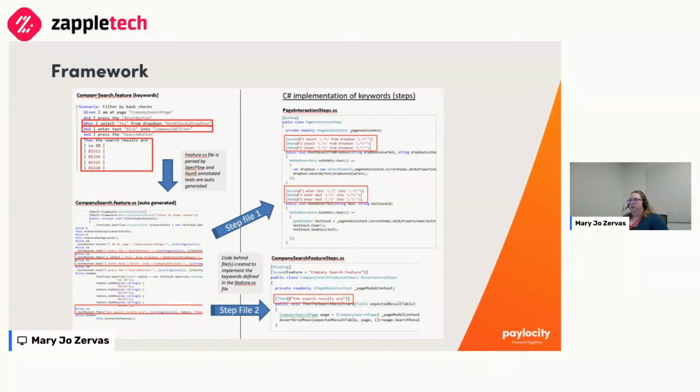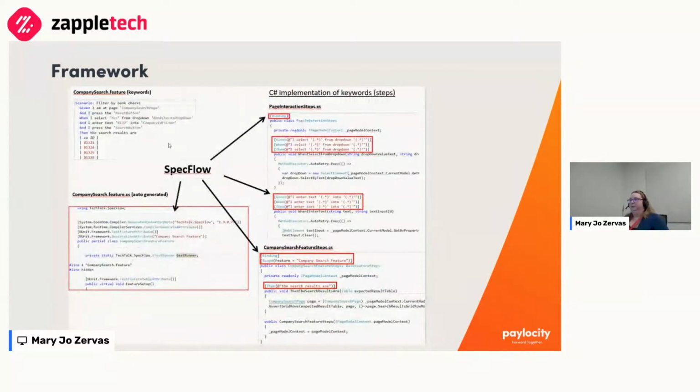So this part here in the top left and this here on the right are the two pieces that you, as an implementer of a SpecFlow framework, would be writing. You'd be writing this feature file and these keyword definitions and interactions. Then this on the bottom right is what is auto-generated by the SpecFlow framework itself. And that is essentially linking these two things together. So let me go to the next slide and show you that a bit more.